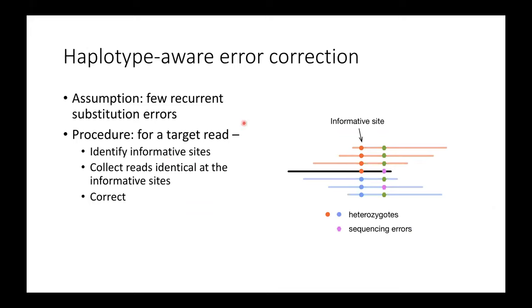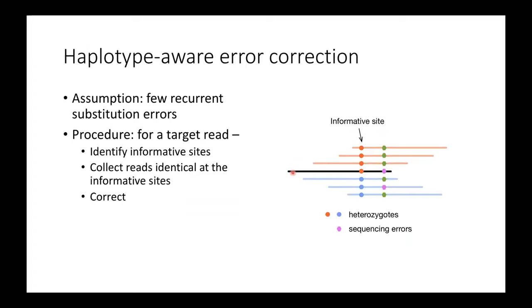And so about phase-aware error correction: basically, when we do the error correction, we want to keep all the heterozygotes rather than cutting them away. With a standard method, we would actually correct away real heterozygotes.